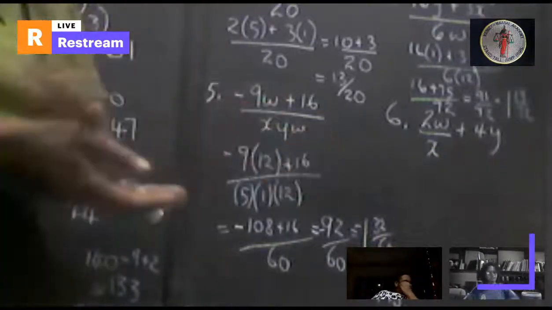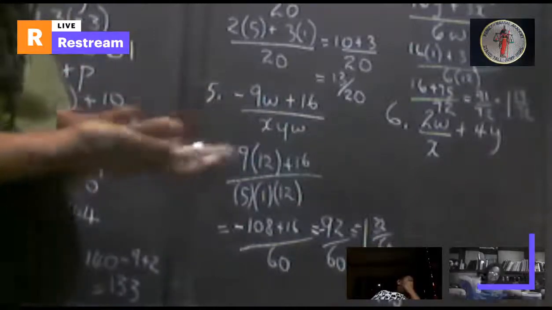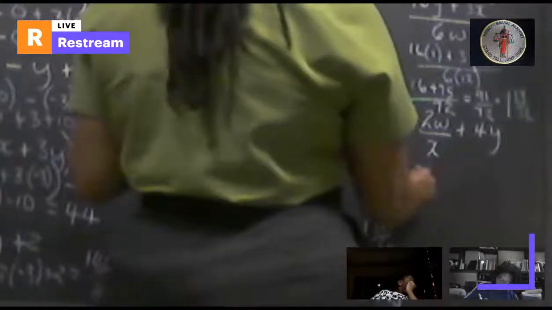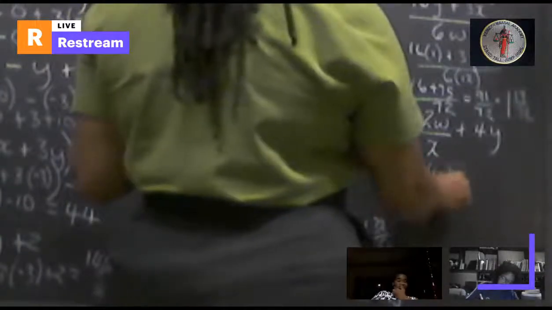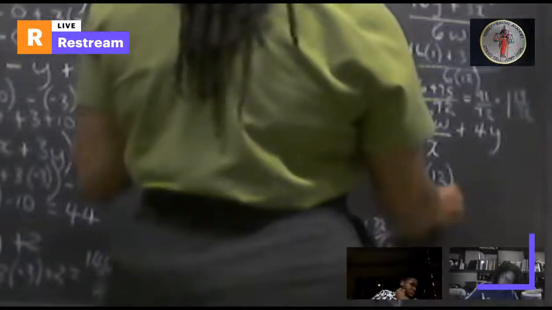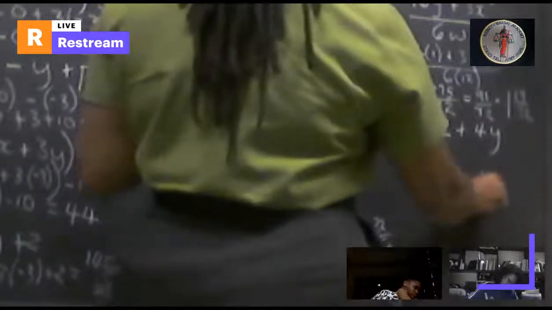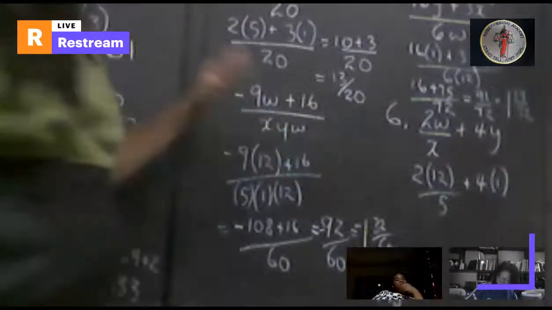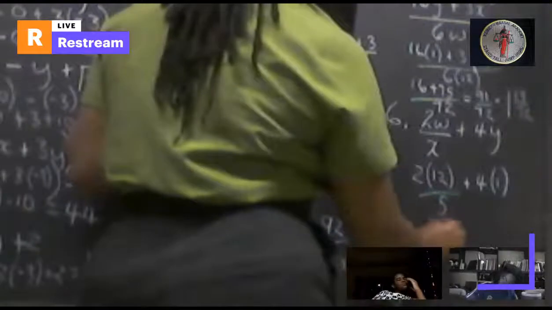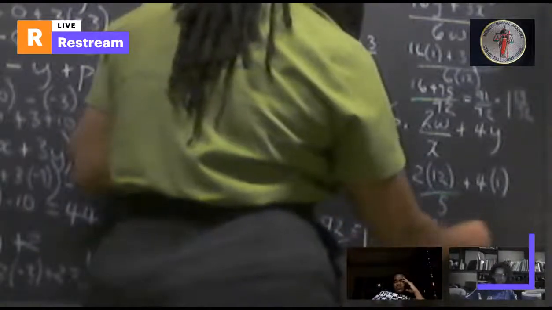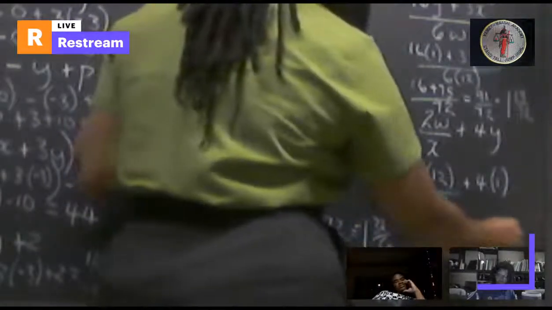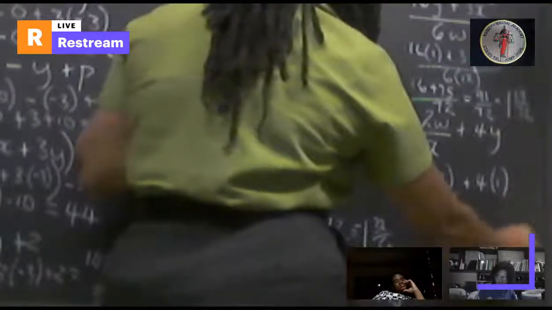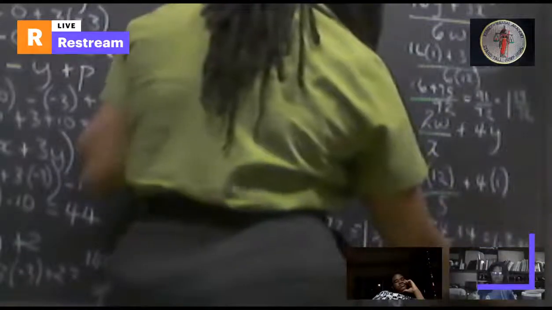Fractions work the same way. It doesn't matter. We can substitute fractions. 2w over x plus 4y. So that's 2 times 12 over 5 plus 4 times 1. So 2 12s, 24. 24 over 5 plus 4. 24 over 5 goes what? 4 and 4 over 5, yes, miss, plus 4.